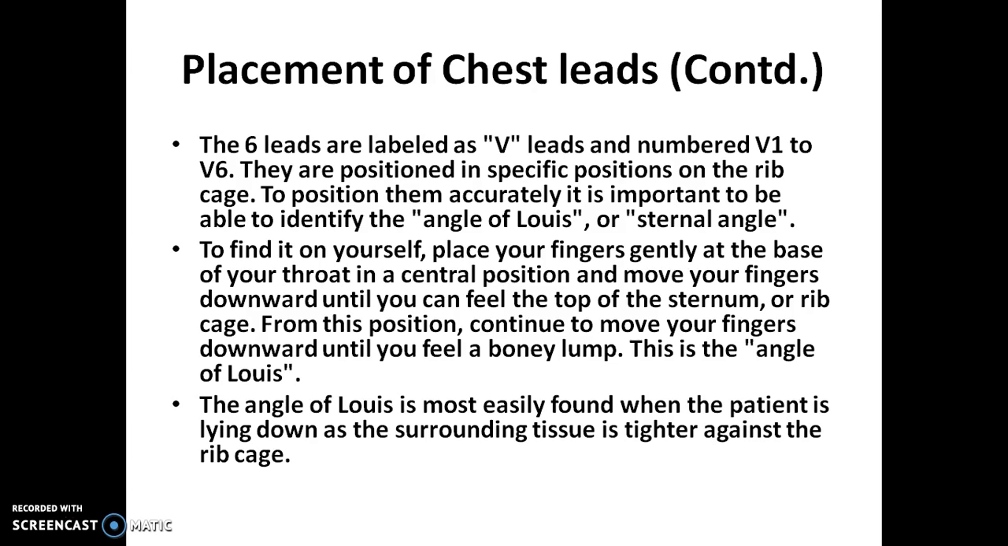We know there is a rib cage. To position them accurately, it is important to be able to identify the angle of Lewis, or the sternal angle. To find it yourself, you can place your fingers gently on the base of the throat in a center position and move your fingers downward until you can feel the top of the sternum or the rib cage. From this position, continue to move your fingers downward until you feel a bony ridge. This is the angle of Lewis. It is most easily found when the patient is lying down because the surrounding tissue is tighter against the rib cage.